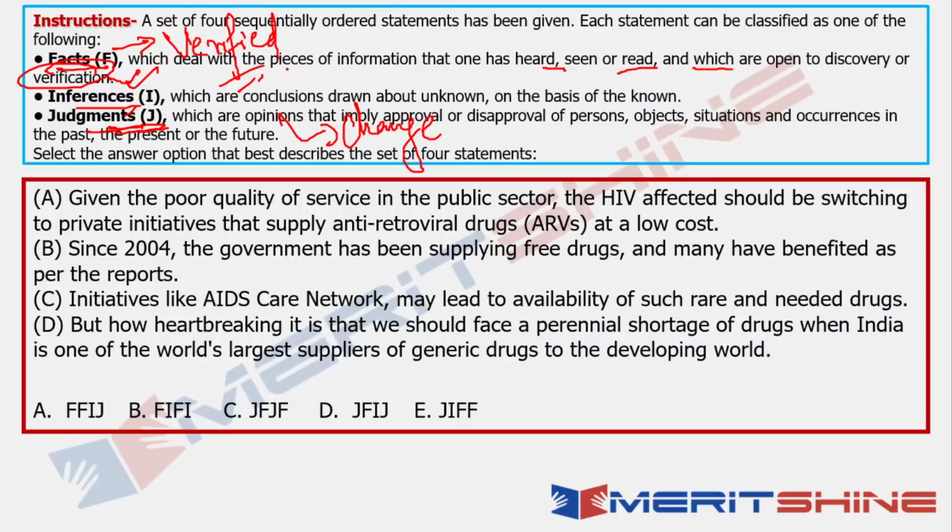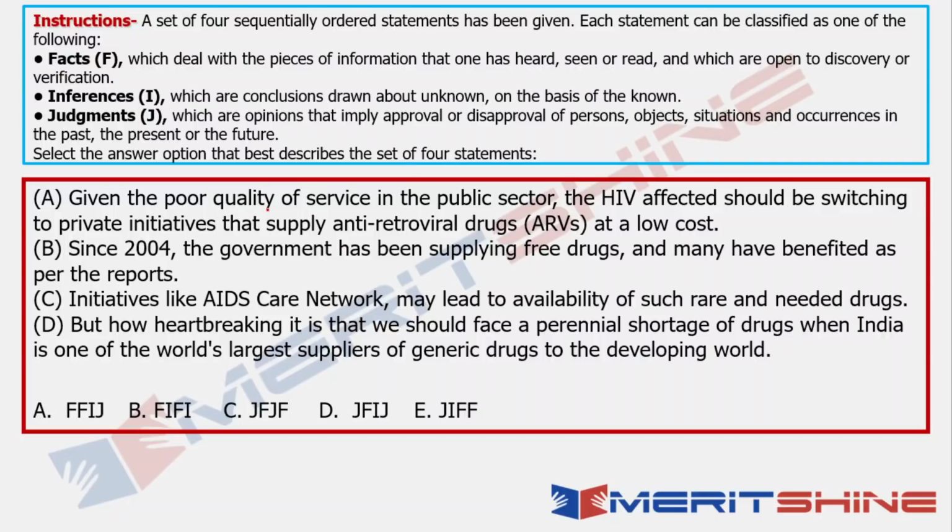Inference is a conclusion drawn about the unknown on the basis of the known. So if there is a basis on which you are concluding something, there is an adequate relation on the basis of which you can conclude something, then it is an inference. A lot of people get confused between inference and judgment, and obviously so, because you might not understand whether the data that has been given is enough to draw this inference or not. So for that you would need practice. But let me show you how you would do this question.